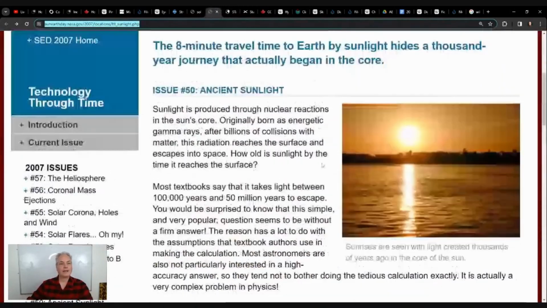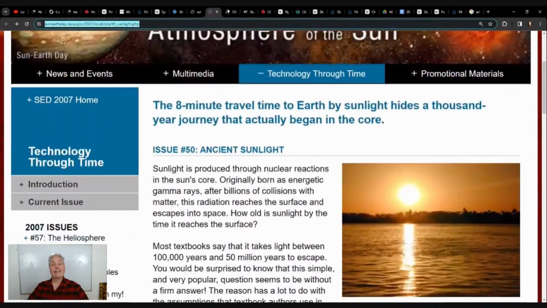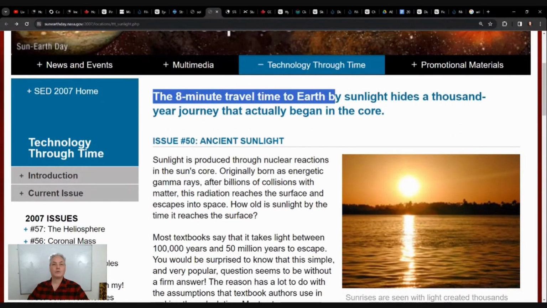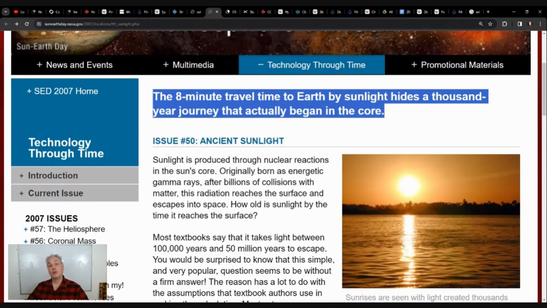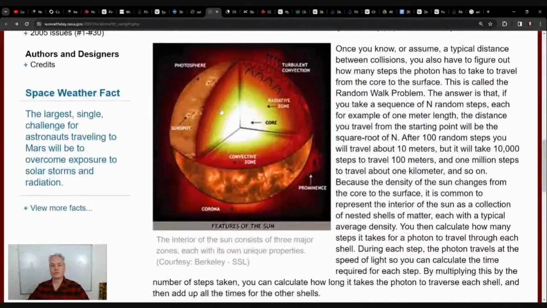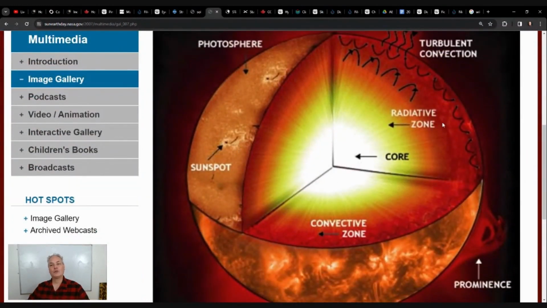So here I have a link to an article from NASA. And here someone was asking a good question. It takes about 8 minutes for the light to travel from the sun to us, but it can take 1,000 years or sometimes more for the light to come from the core of the star to us. So here is how it goes. We have here the sun, the energy is produced, and it has to go from the center all the way to the surface.